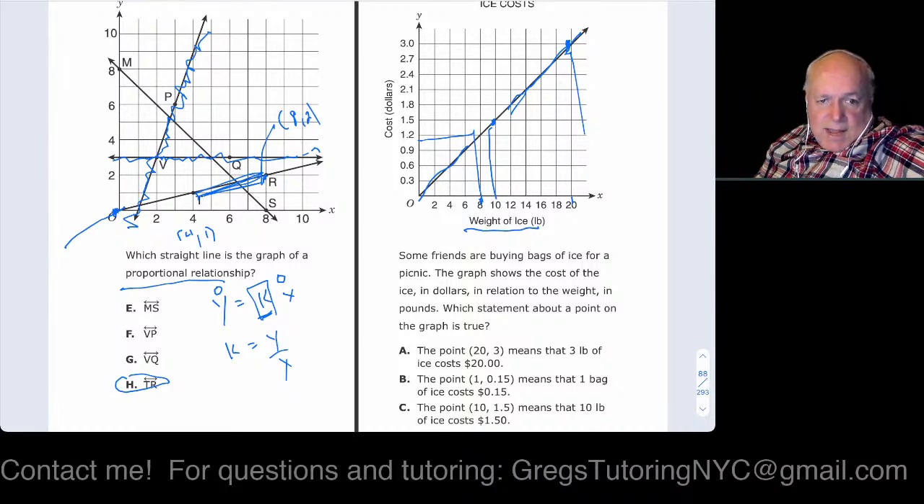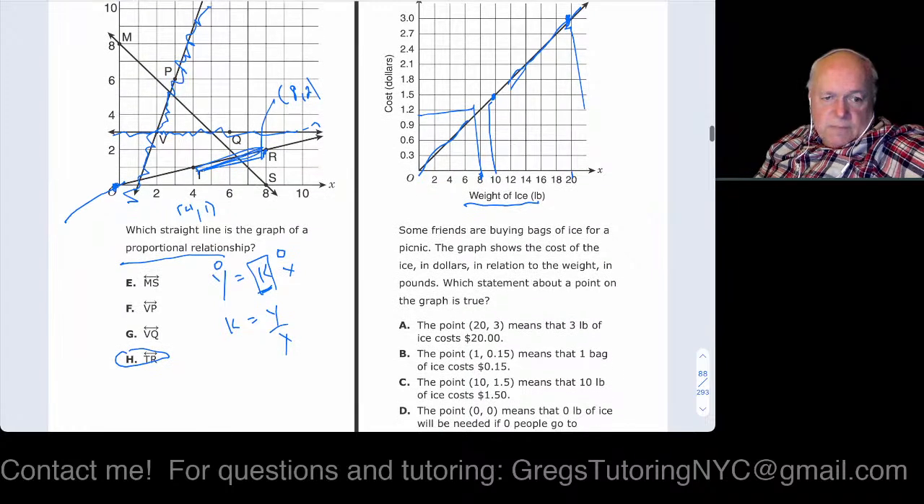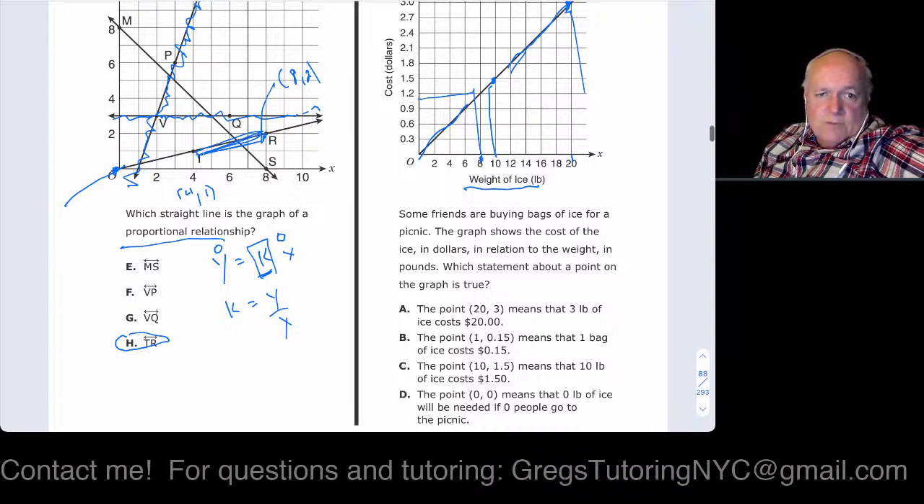So some friends are buying bags of ice for a picnic. The graph shows the cost of the ice in dollars in relation to the weight. So we just discussed that in pounds. Which statement about the point on the graph is true? Okay, so the point 2, 3, which is the one I'm talking about up here, means that 3 pounds of ice costs $20. No, that's backwards, so it's not A.